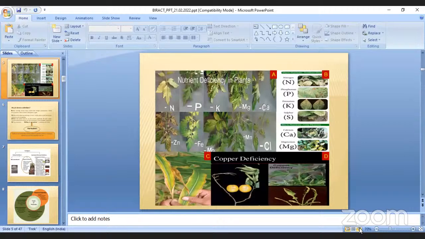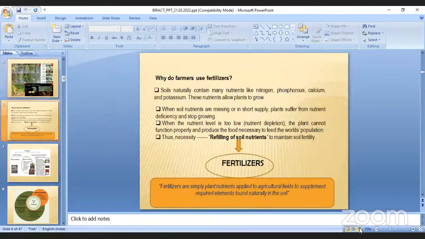So now what happens actually? Thus we come to know that nutrients are very essential for growing plants. Nitrogen, phosphorus, calcium, boron, these are also some micronutrients. Okay, then nickel, then copper. These nutrients are required for normal plant growth and development. Okay, but what is happening? These nutrients occur naturally in soil. Okay, so normally their occurrence is in soil.